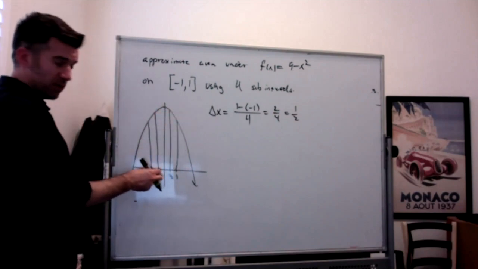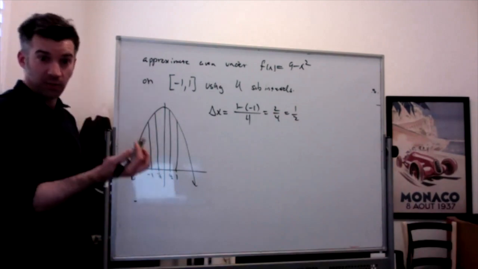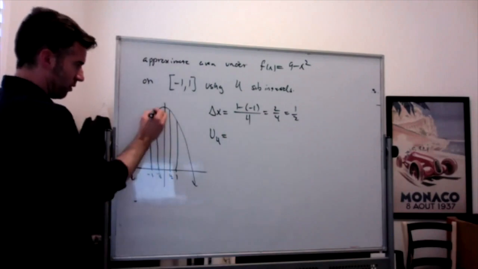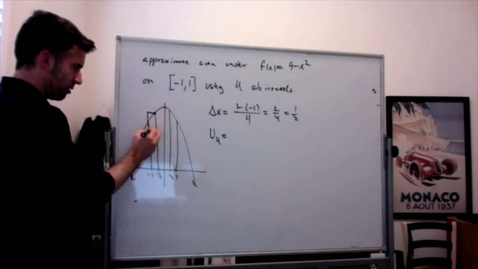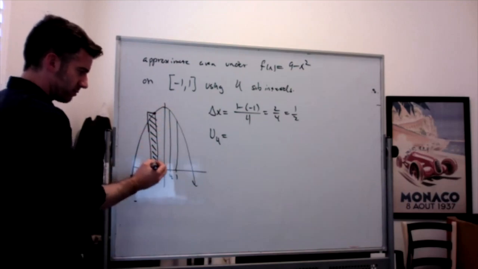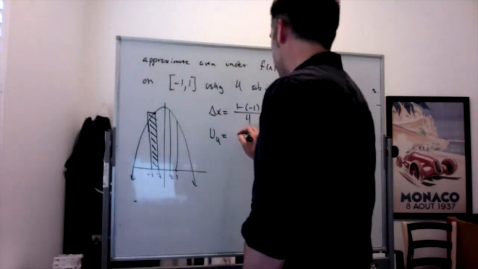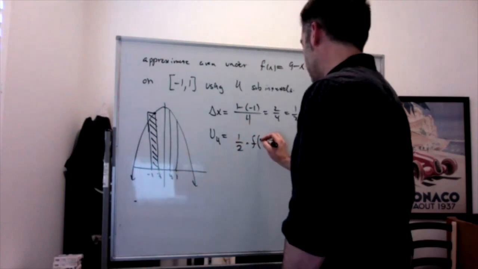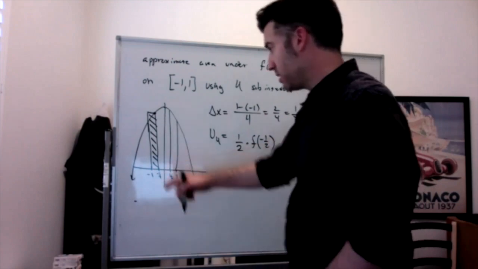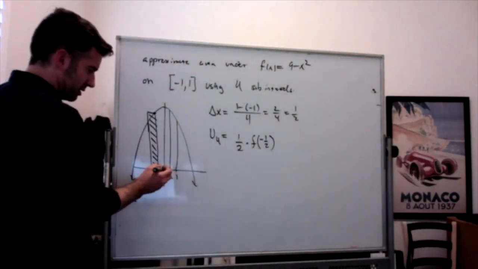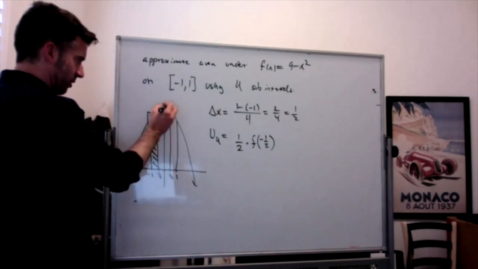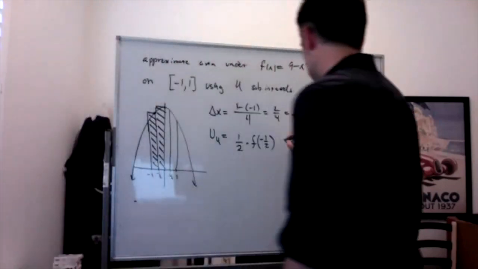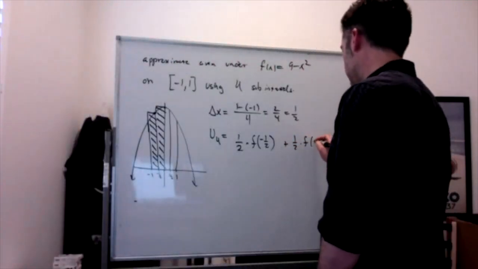So for this first subinterval, let's do the upper sum first. For this first subinterval, I'm going to use the right endpoint because that's going to give me the higher rectangle. So I'm going to get a base of 1/2 times a height of f of -1/2. For the next rectangle, from -1/2 to 0, I'm going to use the 0 because that's going to be the higher endpoint. And I'm going to get 1/2 times f of 0.